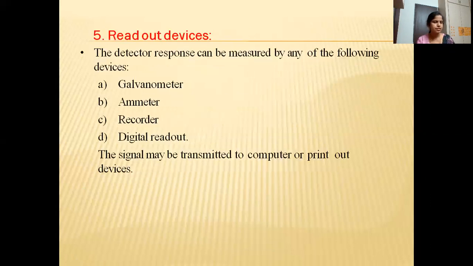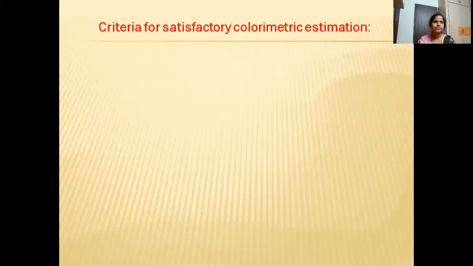Then readout devices. After the light energy is converted to electrical energy, that has to be read out. So the readout device may be a galvanometer, ammeter, recorder, or digital readout, it may be anything. Any one you can have to measure the amount of absorbance or transmittance.